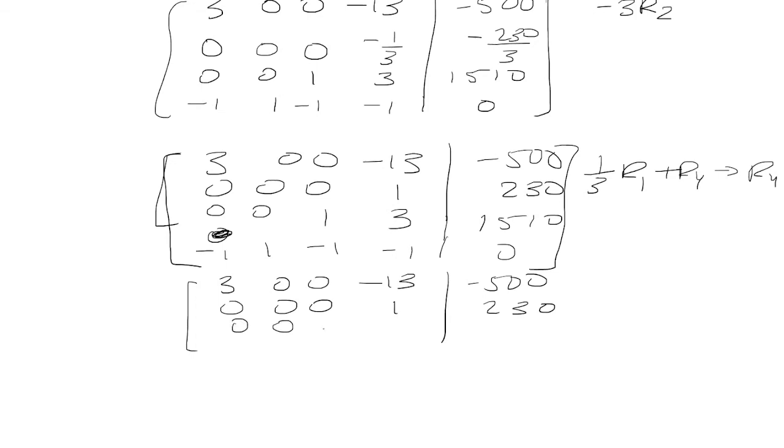So I'm going to leave the first two rows the same. Okay, now 1/3 times 3 is 1, plus negative 1 is 0. These are zeros, so 1/3 times them is just 0. So we have 1 and negative 1. Negative 13 times 1/3 is negative 13 over 3, plus negative 1 becomes negative 16 over 3. And 1/3 times negative 500 plus 0 is just negative 500 over 3.